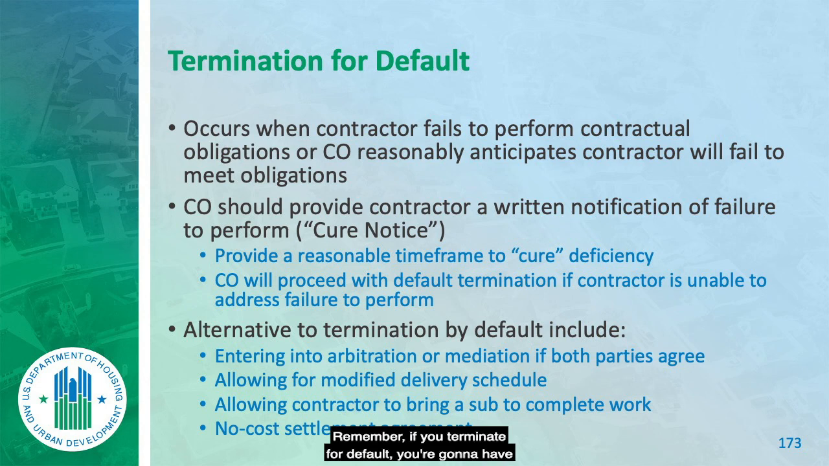Remember, if you terminate for default, you're going to have notices to cure backing up why you did that. You can't just suddenly ambush a contractor and terminate for default. Well, you can, but it's not going to stand up in litigation. The judge is going to look at it, because what the judge has to decide is, was it their fault or was it yours? I've been through this. And if you don't have those notices to cure, how are you going to prove that it was their fault? Oh, I can tell you, Your Honor.